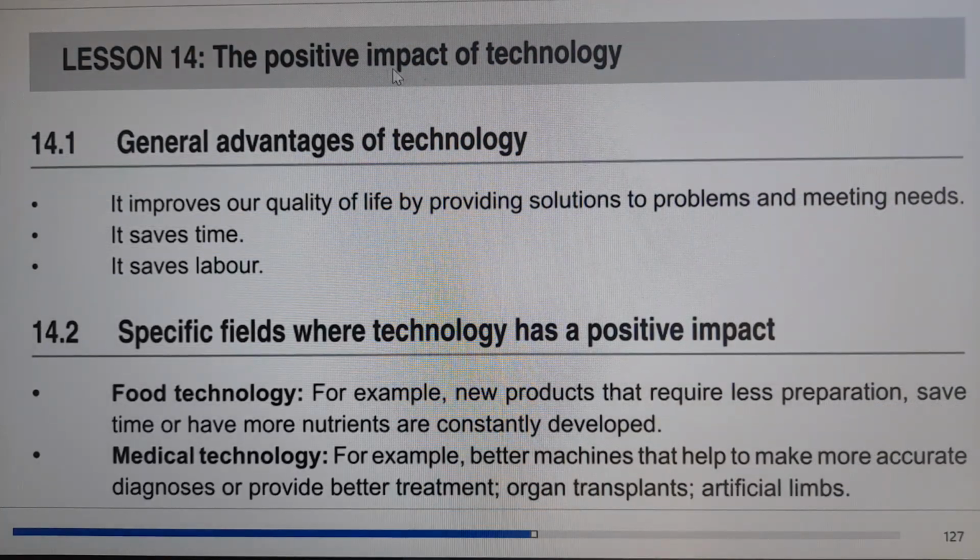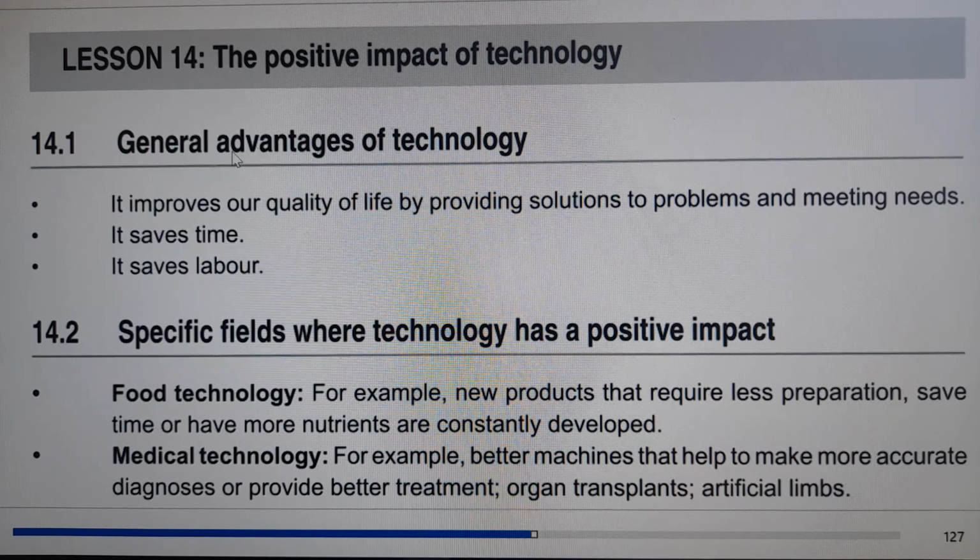Now let us look at the positive impact of technology. And under that, we're going to look at the advantages of technology. The first advantage is that technology improves our quality of life by providing solutions to problems and meeting needs. That is why all the time when we do the projects, we are trying to solve certain problems and meet the needs of the customer.